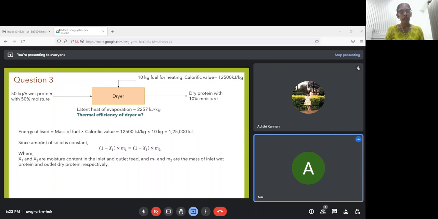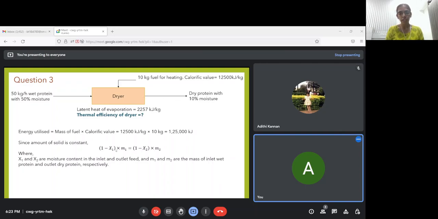So in order to calculate how much water is being evaporated, that is, where is this energy being utilized, we need to first calculate how much water is being evaporated. That we can find out by the solid balance. That is, the amount of solid in this entire process remains constant. It is only the water that is getting evaporated. The dry weight remains constant. So in order to calculate the amount of dry weight in this process, we use this formula.